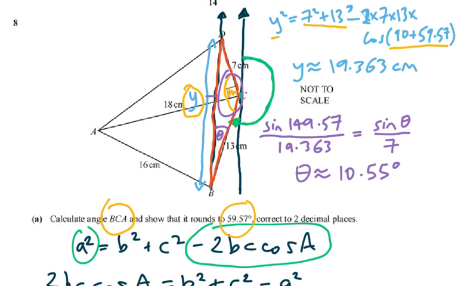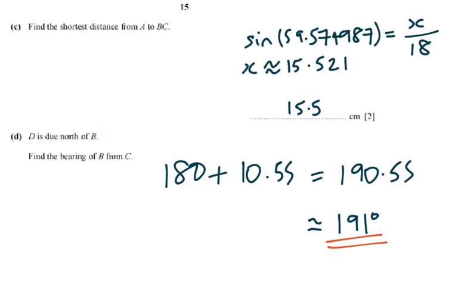So that means all we have to do then is add that on, because as it's an alternate angle, it's going to be the same as that purple one I've just highlighted. You just do 10.55 added on to 180 degrees, because all of that line there is 180 degrees. Which will give us our final answer then, if we added them together, 191 degrees.